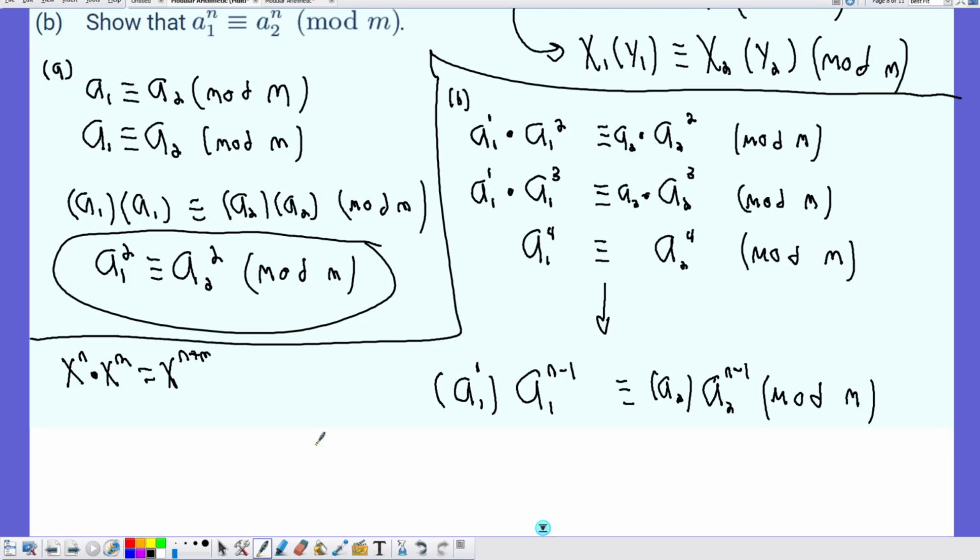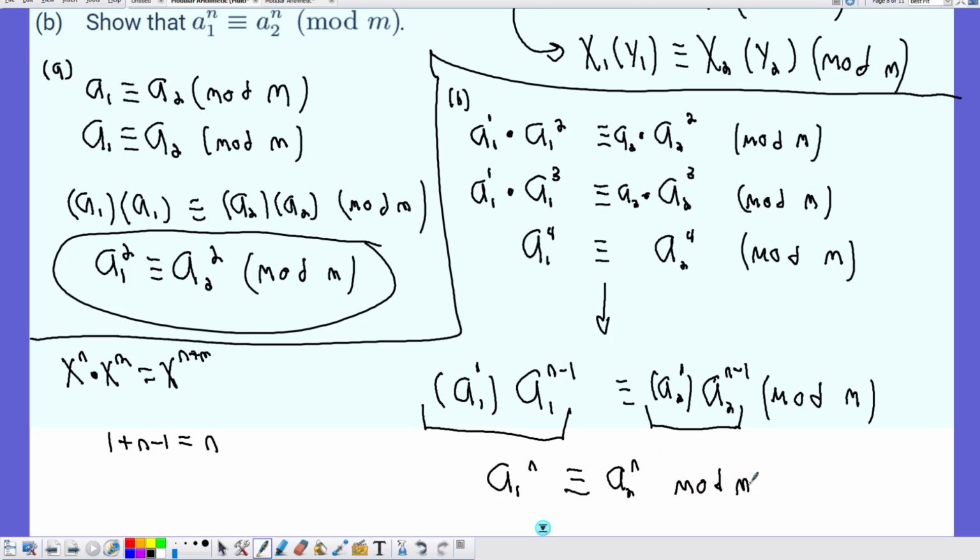So in this case, this is to the first power. This is to the first power. Anything raised to the first power is just the value itself. And if I add those two values together, we have 1 plus n minus 1, which is just equal to n. 1 minus 1 cancels out. So this part becomes a1 to the nth power, which is going to be congruent to a2 to the nth power mod m, which is the result we wanted.